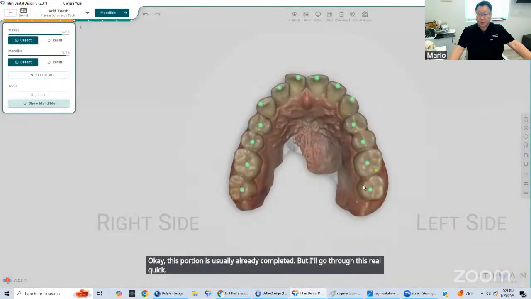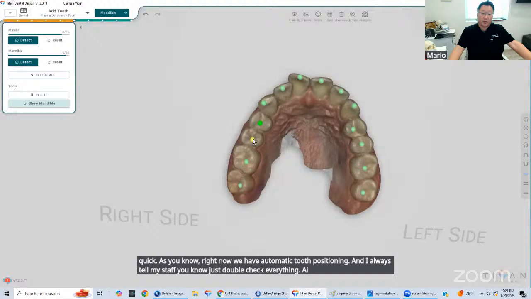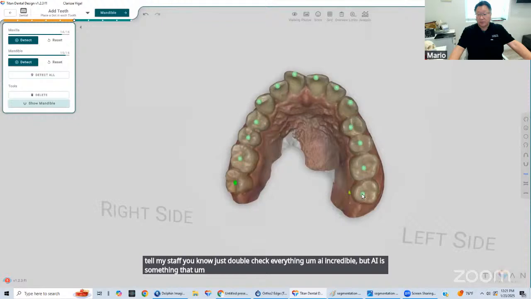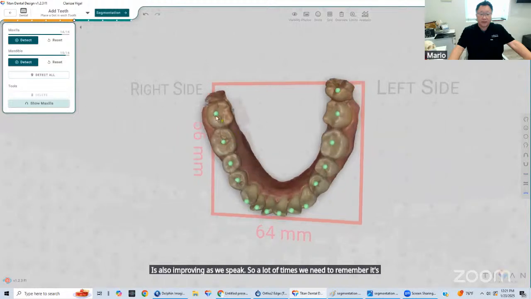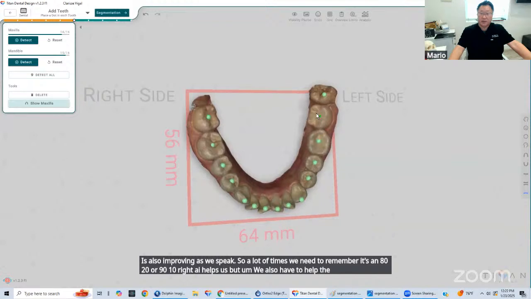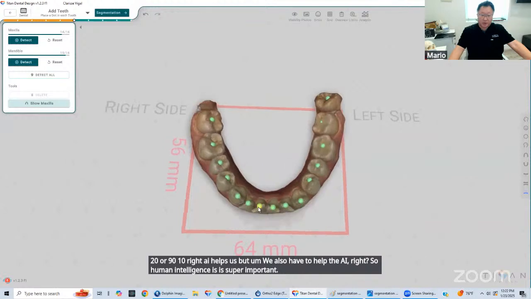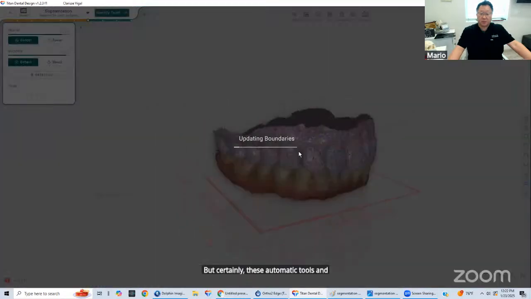As you know, right now we have automatic tooth positioning, and I always tell my staff to double check everything. AI is incredible, but AI is also improving as we speak. So a lot of times we need to remember it's an 80-20 or 90-10, right? AI helps us, but we also have to help the AI. So human intelligence is super important. But certainly, these automatic tools and features help us tremendously with time.